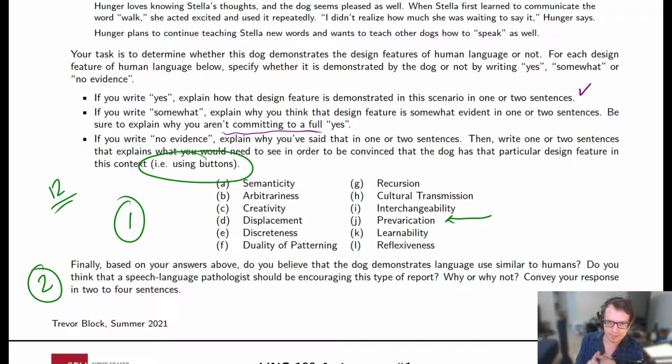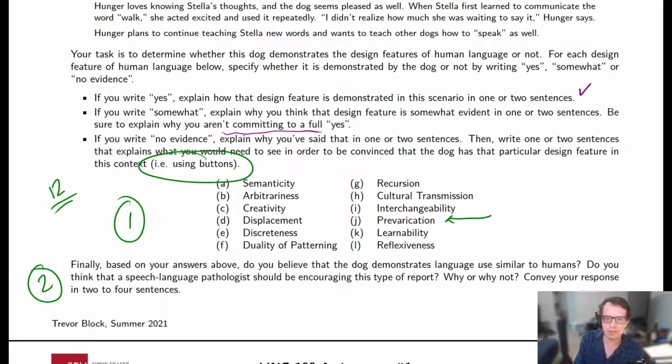You can probably guess from the tone of my voice what the answer to that question is. That's not worth much. But the second point is an opinion question, and with opinion questions, really, it's just about writing something coherent and thinking about it. I'm not here to judge your opinions. Do you think that a speech language pathologist should be encouraging this type of report? Why or why not? Convey your response in 2 to 4 sentences, point form.